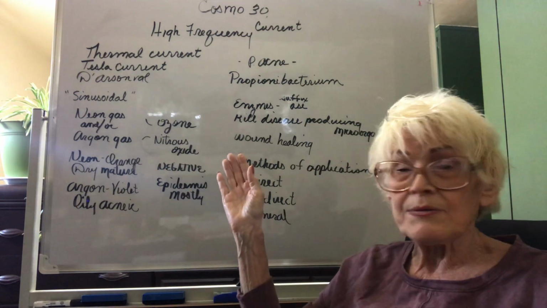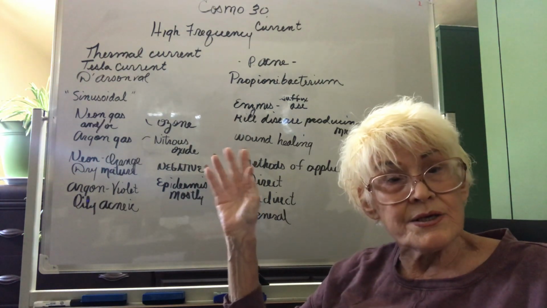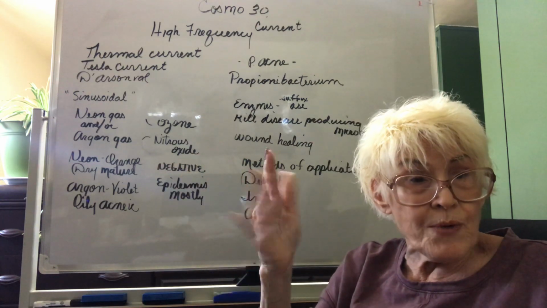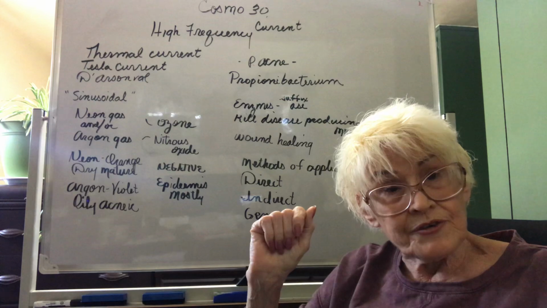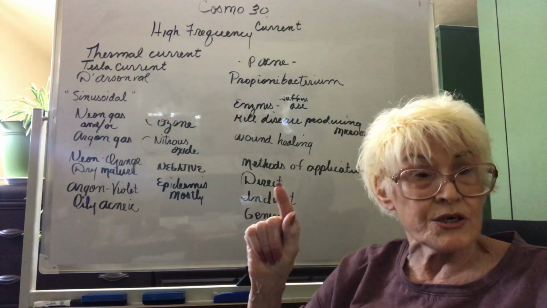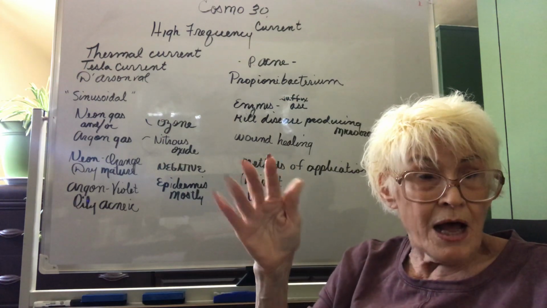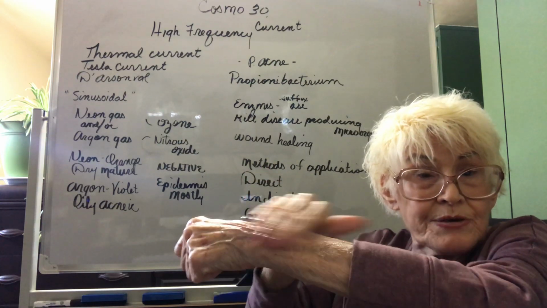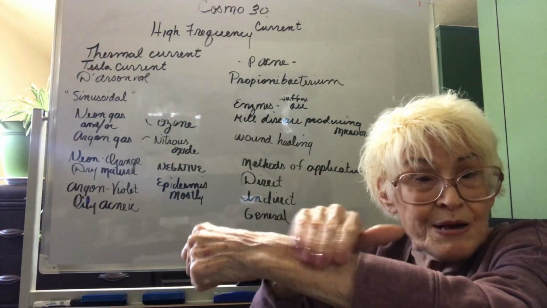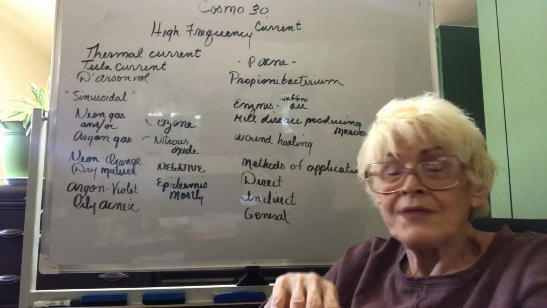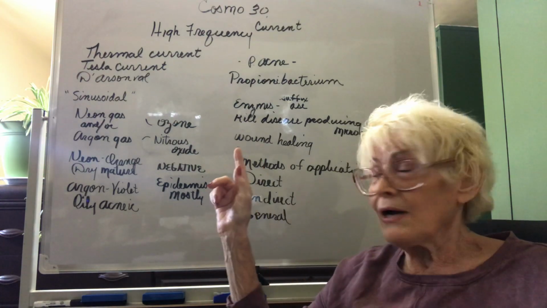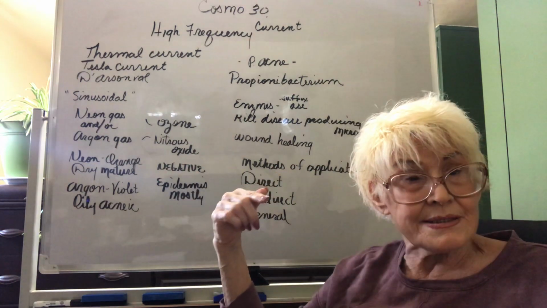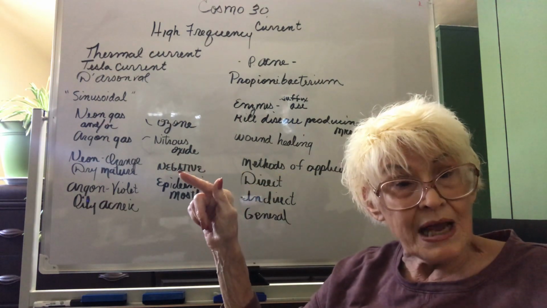So in the high frequency unit, because it uses the sinusoidal current, but it oscillates so rapidly, it's also referred to as the oscillating current. These rapid oscillations are what produce the heat. Kind of like, remember when you were a kid and you rub your arm like this, the more you rub it, you get that friction, it gets warm. That's the same concept. So I'm using the sinusoidal current that creates the high frequency effect.